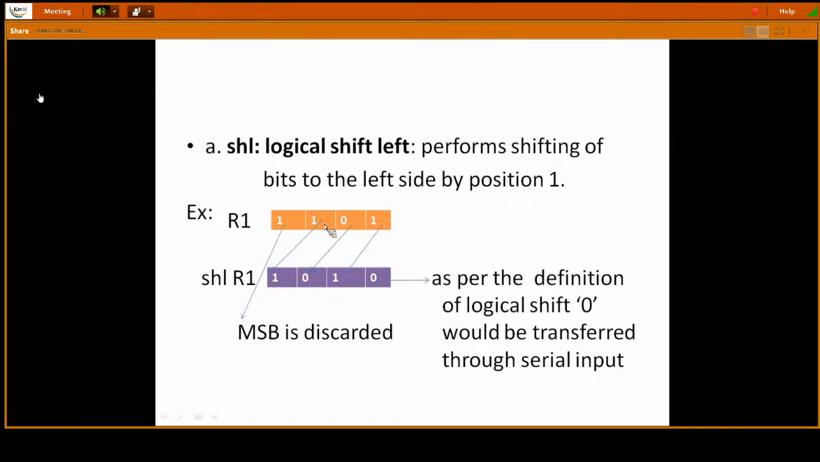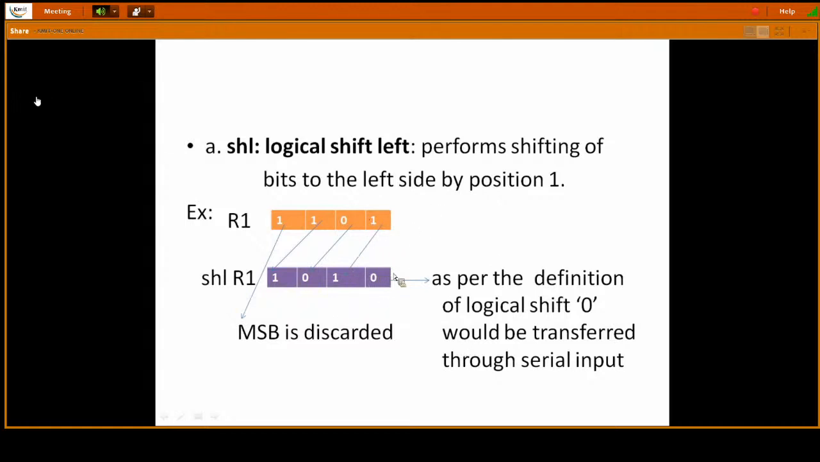Whenever the third bit comes into this MSB position, you can discard the original MSB value. Whatever the original value present in the MSB position, that can be discarded. When you see this register after applying the shift left operation, your MSB bit is filled and this bit is also filled and this bit is also filled, but this LSB position is empty.